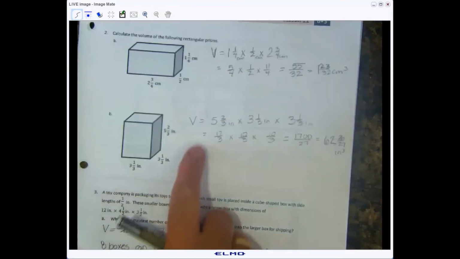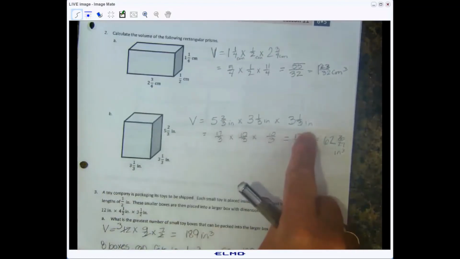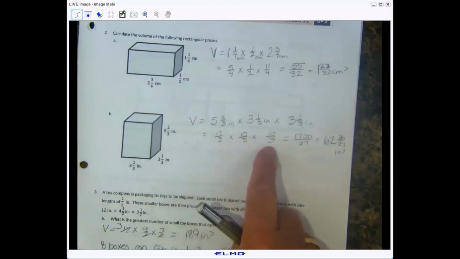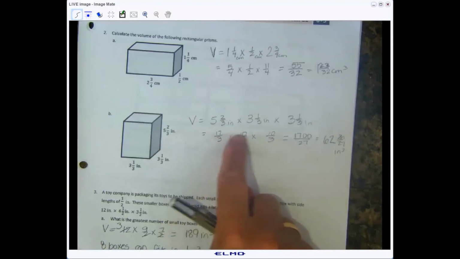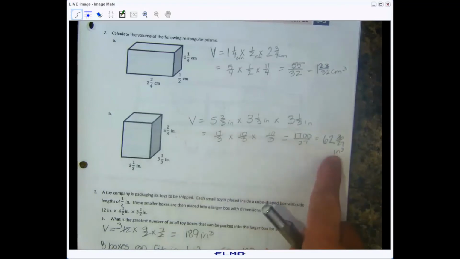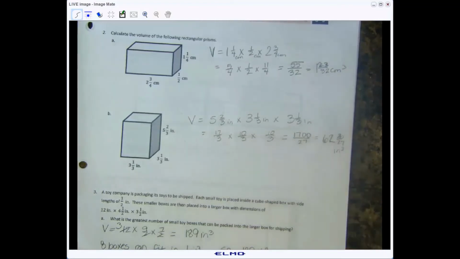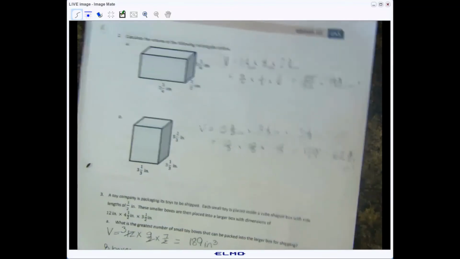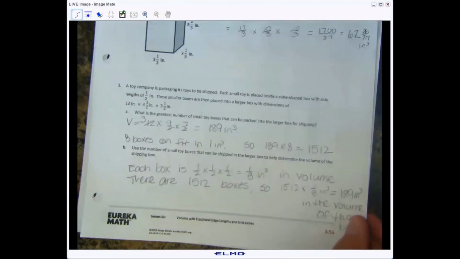Okay, same thing here, just multiplying a bunch of mixed numbers, convert them to fractions bigger than 1, multiply straight across the top, straight across the bottom. You get 62 and 20/27 cubic inches. Just so much fun, isn't it? Yes, yes, yes. We love this.